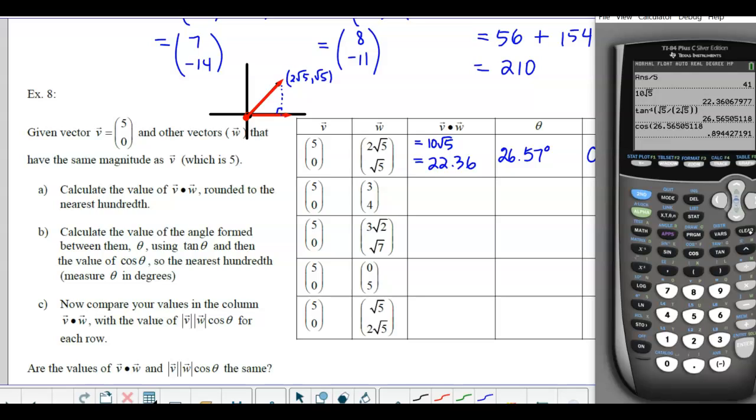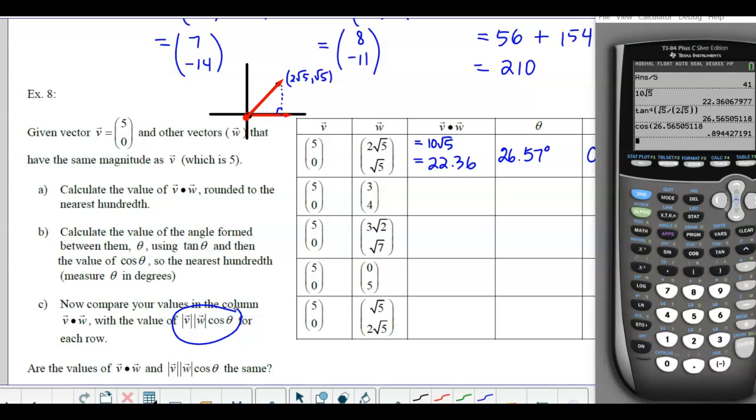Okay, so just remember, if you're dividing by 2 root 5, you have to have brackets around it. We're going to do it for each row, but because it's in my calculator, we're actually going to skip a little bit to the next step. Now compare your values in the column v dot w, so the dot product, with this calculation.